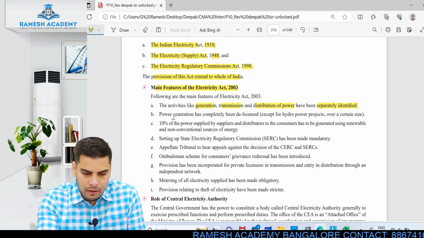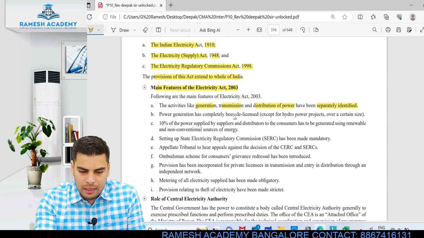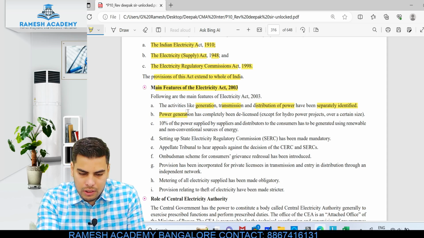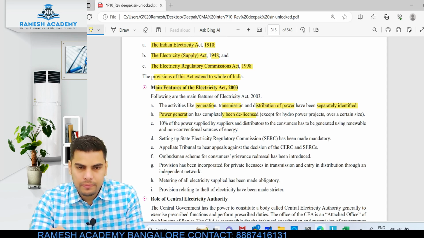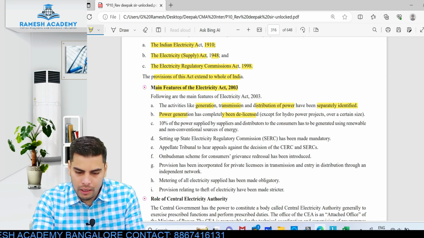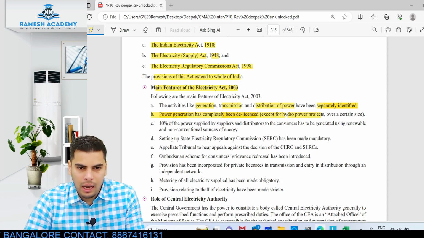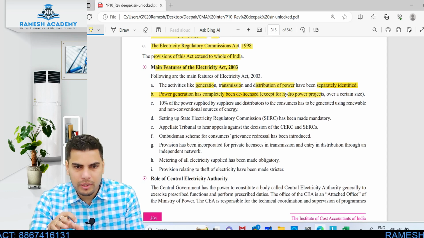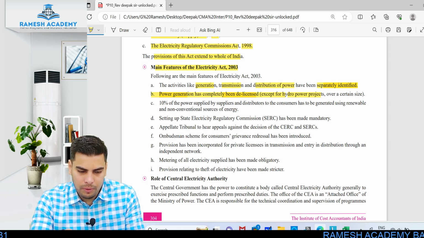All right. So power generation has completely been delicensed except for hydropower projects and others over a certain size. It's not that everybody is allowed to generate this power. Except for hydropower projects, it has been allowed. Other than hydropower projects, other entities are not allowed to generate this power, because electricity is something which should not be in the control of everybody, right? That's why there are limited people who will be generating this power.